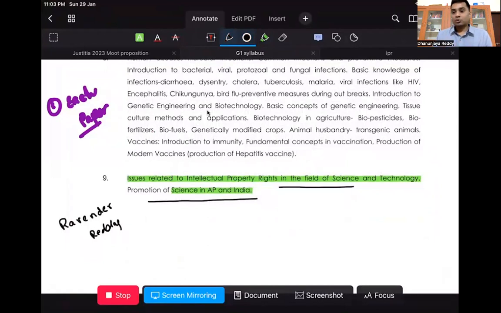Now, I said, what is the source? Those who don't want to follow this source can do one thing. What you can do is search for your complete sources directly on Google. What you have to Google is the topic. Say for example, issues related to intellectual property rights in the field of science and technology. You write this topic as IPRs.